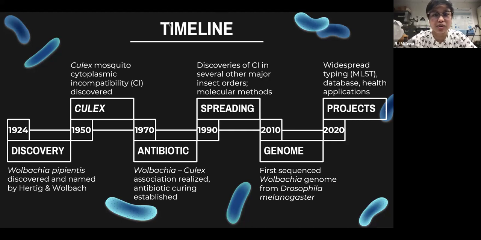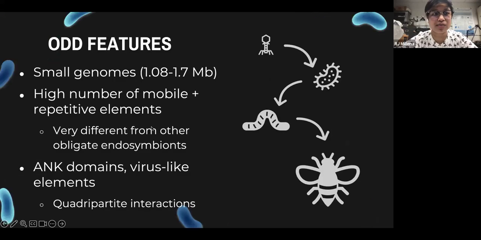Then by 2010, the first sequenced Wolbachia genome came from the fruit fly, Drosophila melanogaster, and a lot of implications came from that on how Wolbachia evolves, what exactly it's doing, and why it's different from everything else. Then in 2020, which we are in now, there's widespread typing with multi-locus sequence typing, MLST, and the database that exists to compile everything and facilitate research. And now there are also health applications and active projects going on really since the 2010s in vector control and integrated pest management.